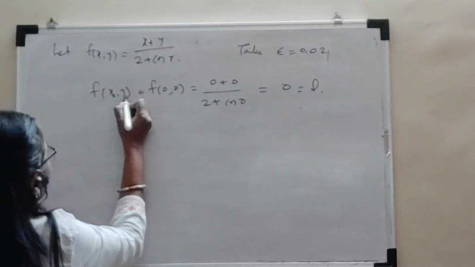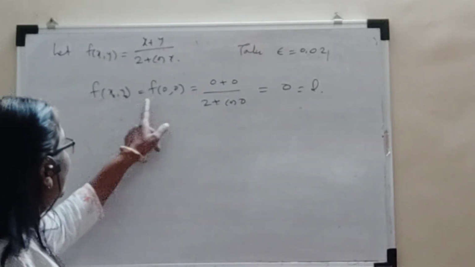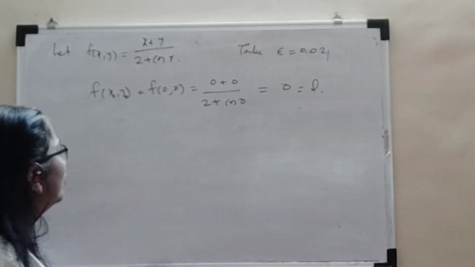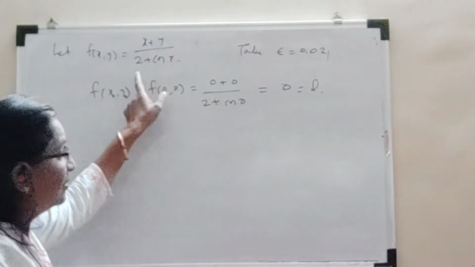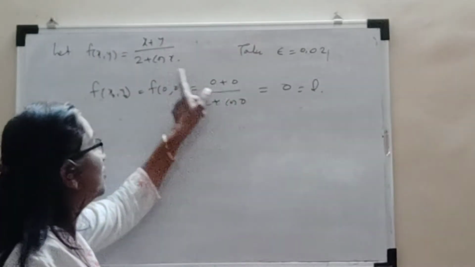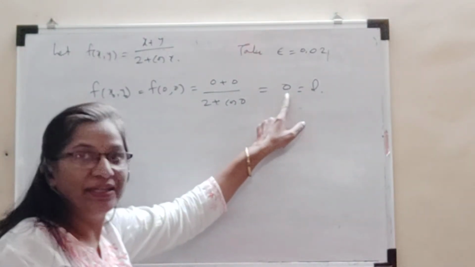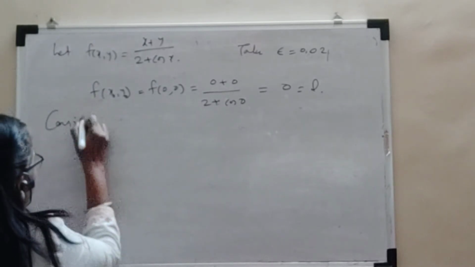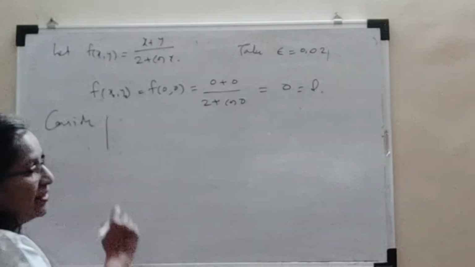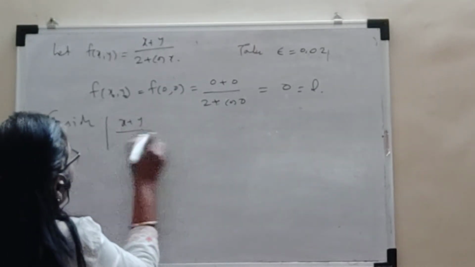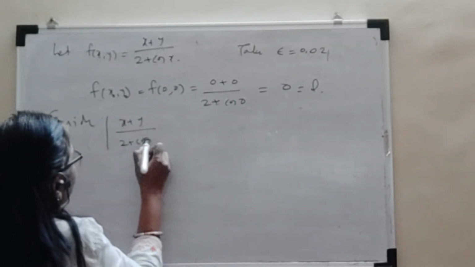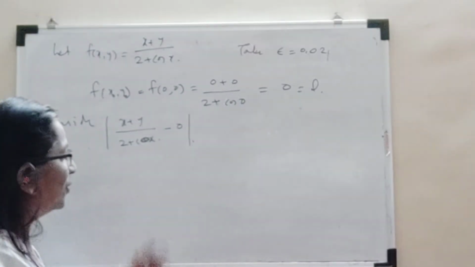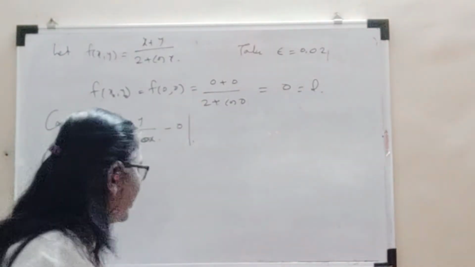I should write here x0 y0. F of x0 y0 is equal to f of 0, 0 is equal to 0. So take L is equal to 0. So in short, we have to show that the limit of the function at the origin is equal to 0 by using the epsilon-delta definition. Now, again consider mod of f of xy minus L. So that is x plus y divided by 2 plus cos x minus 0. Now, before going to this step, we have to do some job.